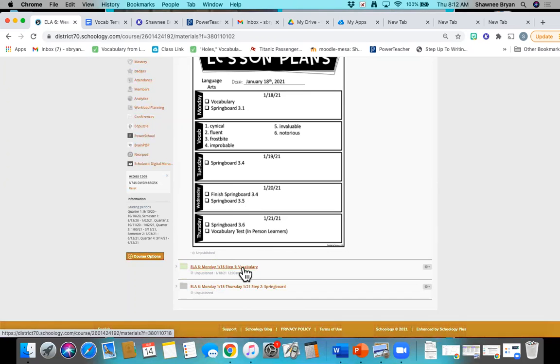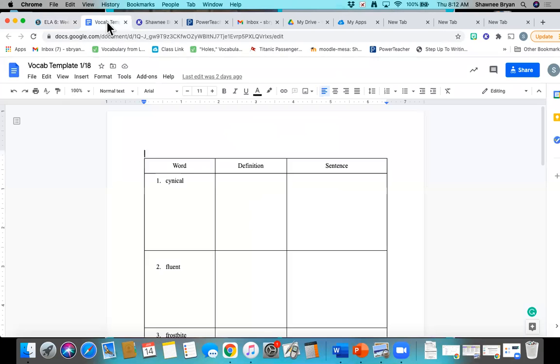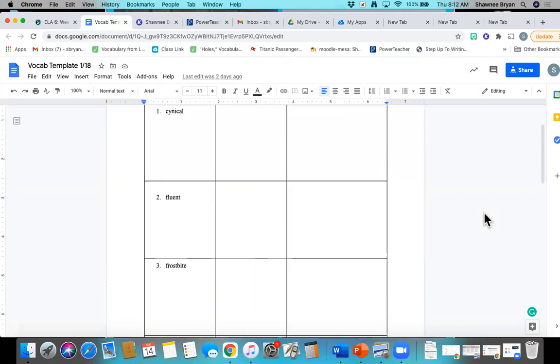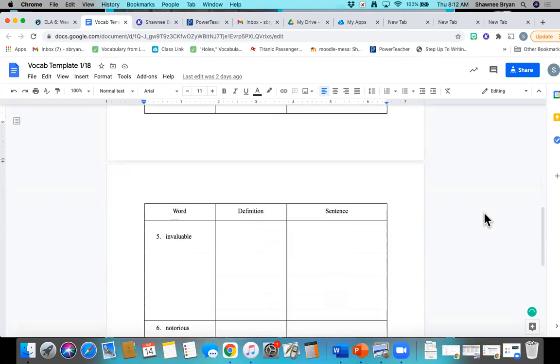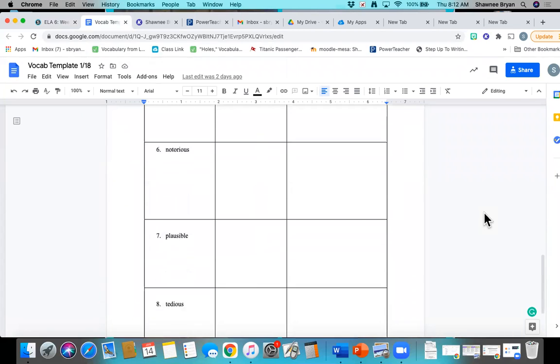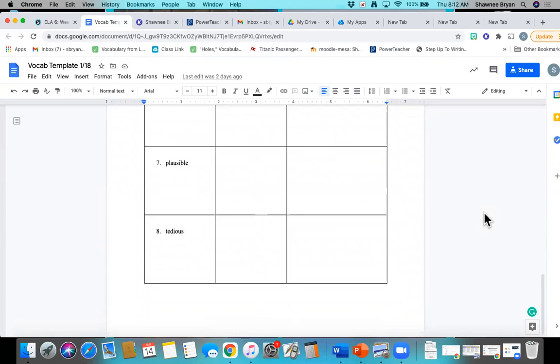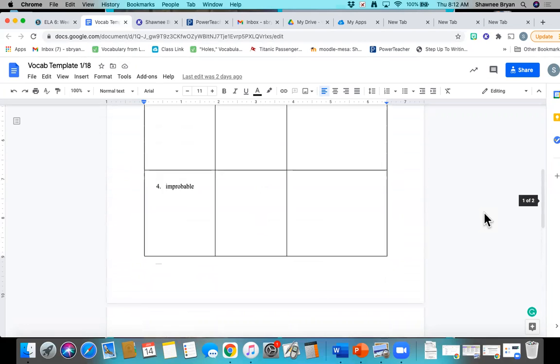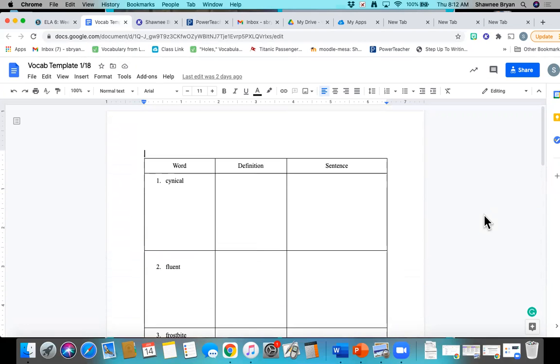When you click on this folder, it is going to take you to Google Slides. So you will have to click on the My Document tab and then the Edit button in order to begin your vocabulary. It is going to look like this. You will have 8 words for the week, and you are expected to look up the definition as well as use the word in a sentence. You are more than welcome to use dictionary.com to complete this task. After you are done with this task on Monday, please make sure that you are submitting it through Schoology.